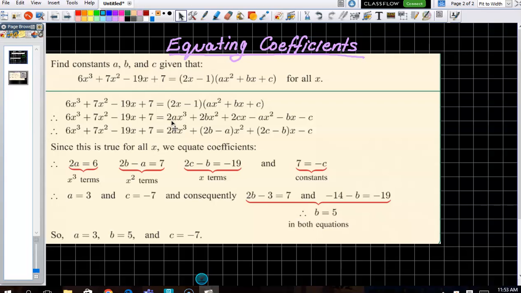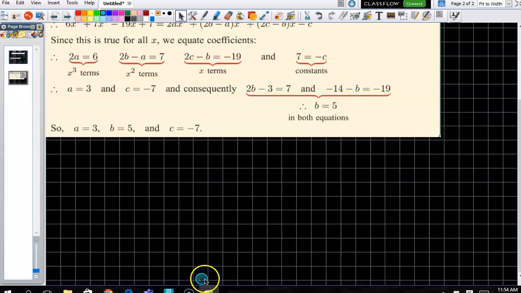Does that make sense? What I'm going to hopefully show you is that you don't have to do all of this work. We're going to reduce it. So if you don't like what I'm about to show you, your option is expand everything and say, okay, 6 has to equal 2a, 7 has to equal 2b take a, minus 19 has to equal the thing in front of x, and the constant is here. Yeah? So you've got a fallback. Well, let's have a look at my version.